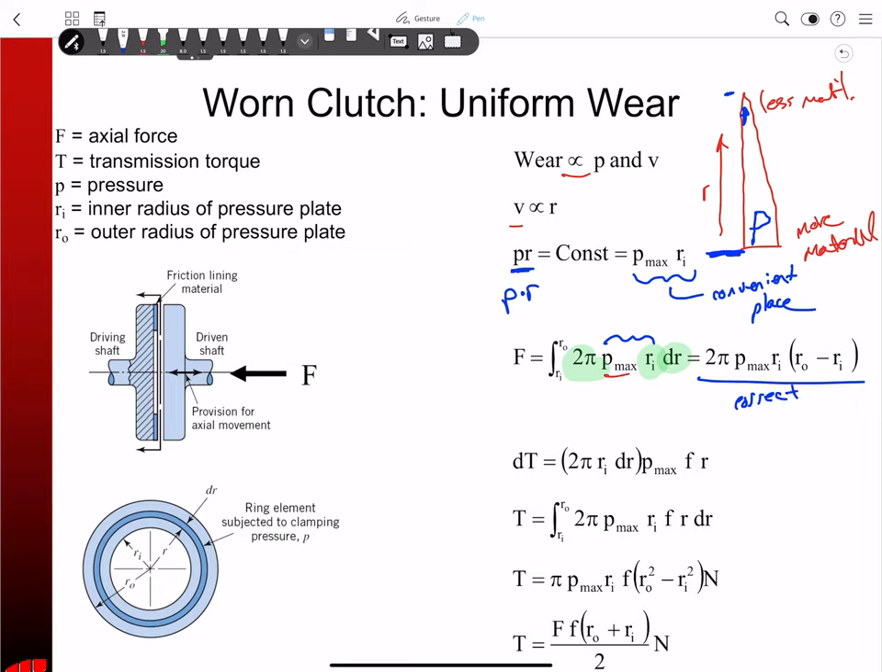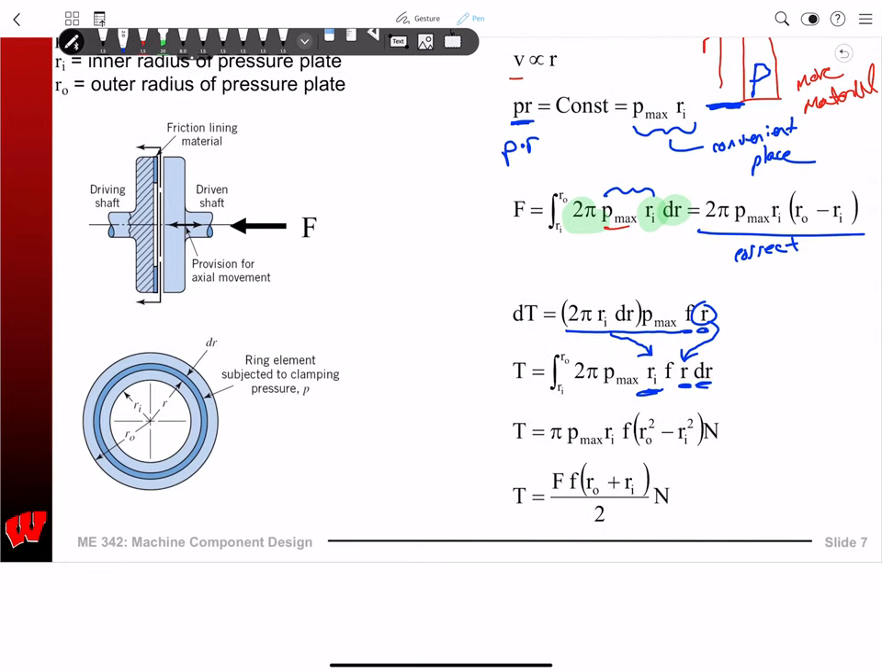So now let's do a differential torque element. I'm not interested in force, I'm interested in torque. So it's 2 pi r dr. Why is that 2 pi r dr? Because that's my innermost ring, times the friction times the radius, right? And now if I integrate that, this RI goes to here, this R goes to here, and remember this is a constant, and that's my variable of integration, that's my dr there. So now I go through and integrate this thing. And so now I've got the torque is pi times my max pressure times my inner radius times friction times RO squared minus RI squared.